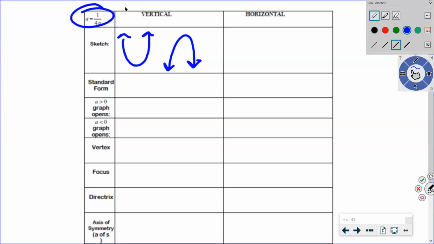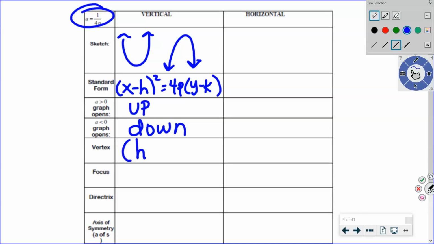Standard form. For the standard form of a parabola, we kind of talked about this on Thursday. Remember, for standard form, (x minus h) squared is the only thing on one side of the equal sign. On the other side is 4p, and then this is going to be y minus k. And you guys know if the graph opens up, the a value is positive. So if the a value is greater than 0, it opens up. If the a value is less than 0, it opens down.